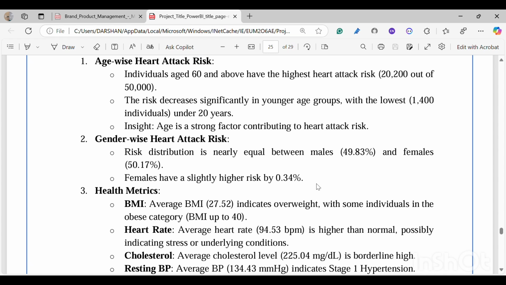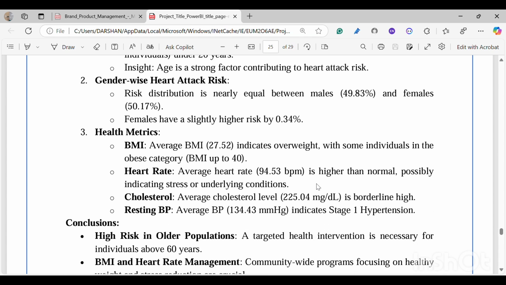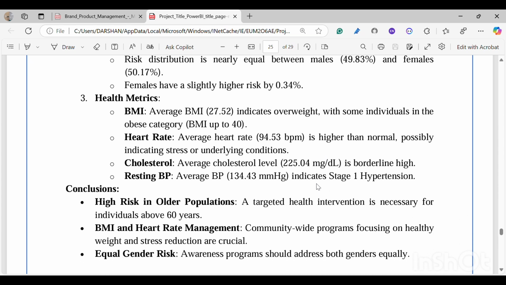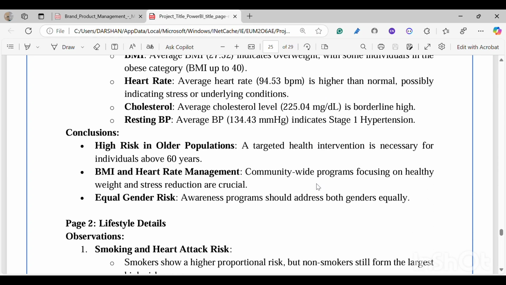So females have slightly higher risk, 0.34% in the data set. The average BMI is 27.52, which indicates overweight, with some individuals in the obesity category also, with a BMI of 40. So heart attack is also 94, which we already mentioned earlier. So the conclusion is very simple. High risk in the older population. A targeted health intervention is necessary for individuals above 60 years.